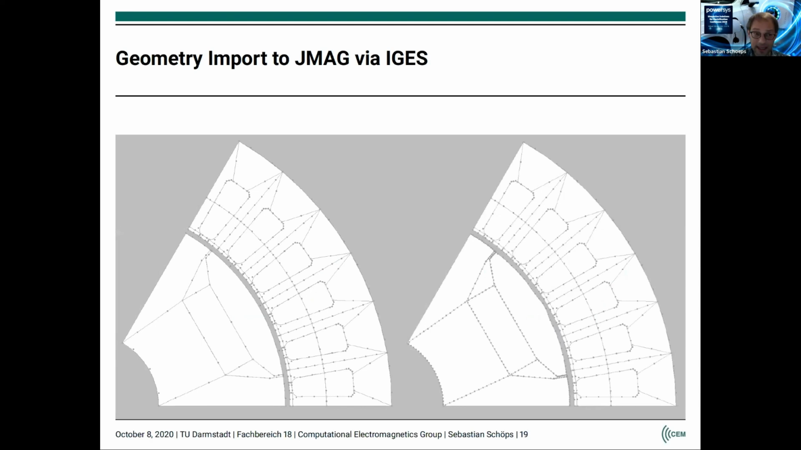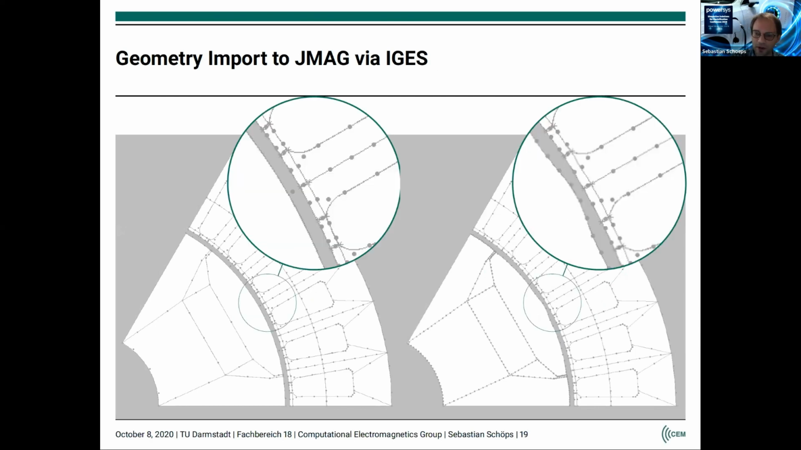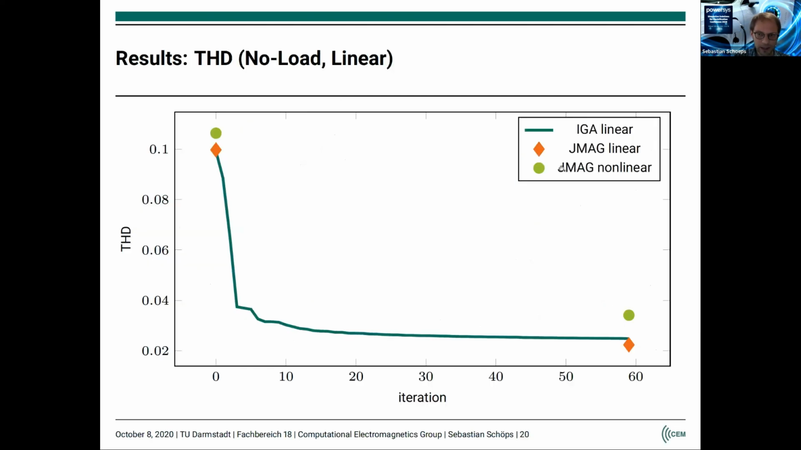But this comes out naturally from the algorithm. And this can then be imported back into JMAG. So on the left, you see the original design, and on the right, you see the modified one with a small bump, for example, here in the center. Right, and those are the results that we got. So we did this optimization algorithm. We started with a THD of 0.1, and we could significantly reduce it to somewhat 0.02.